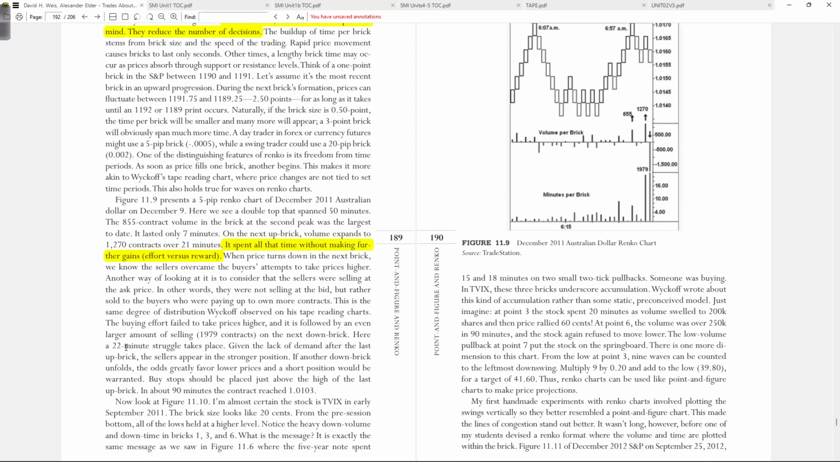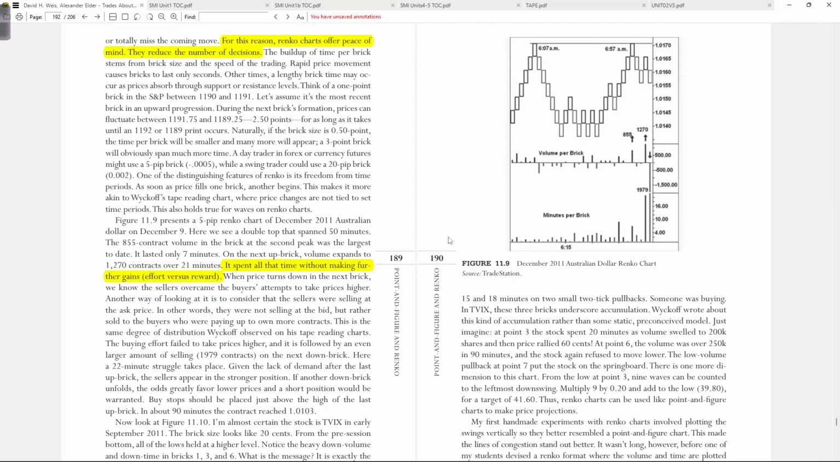Here, a 22 minute struggle takes place given the lack of demand after the last upbreak. The sellers appeared in the stronger position. If another downbreak unfolds, the odds greatly favor lower prices and a short position would be warranted. Buy stops should be planned just above the high of the last upbreak. In about 90 minutes, the contract reached 1.0103.